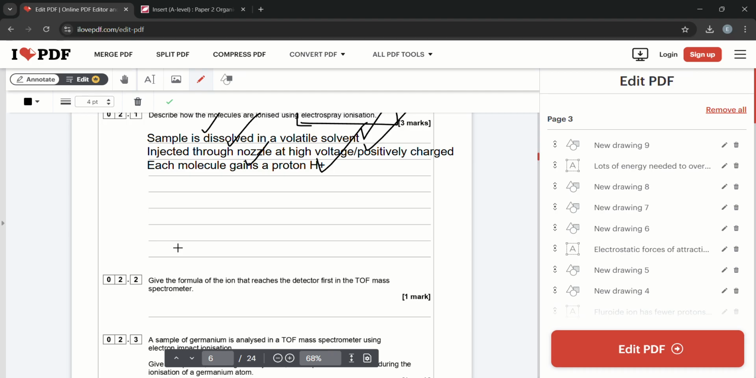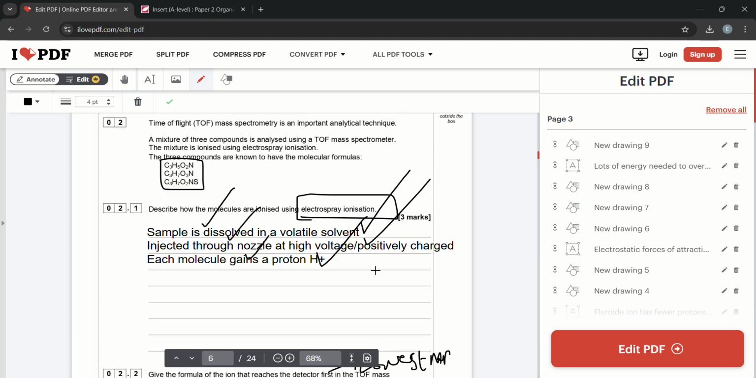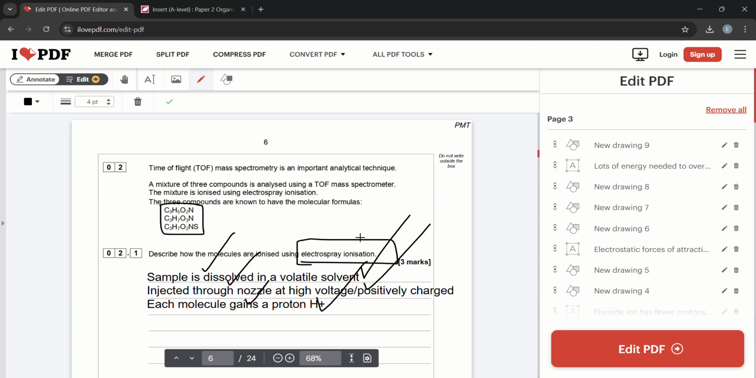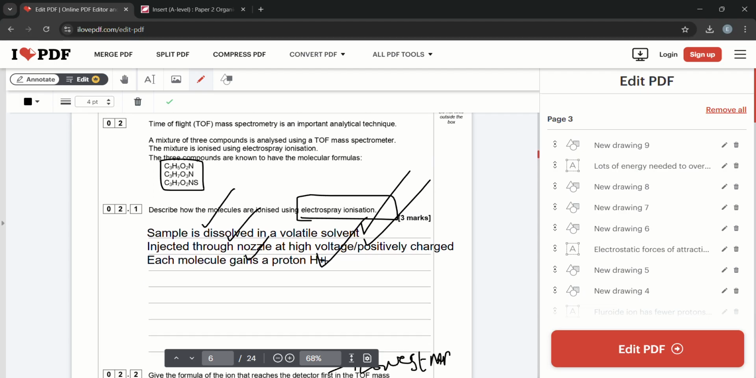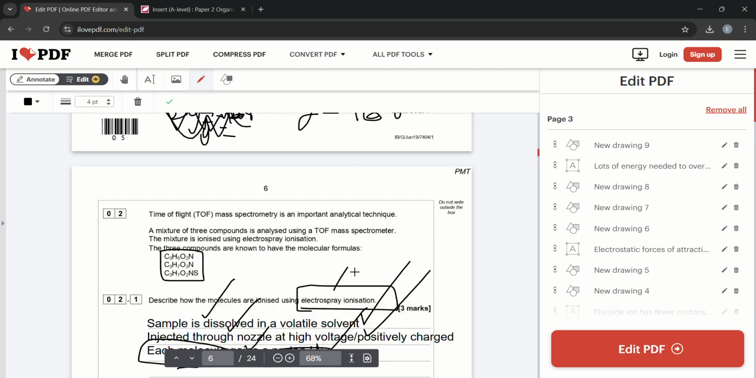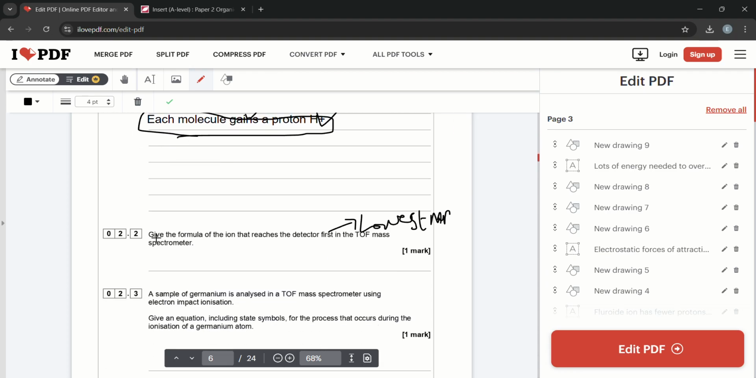And 2.2: give the formula of the ion that reaches the detector first in the time-of-flight mass spectrometer. So it's going to be the one with the lowest Mr, because that's going to be the fastest. If we look here, the one with the lowest Mr is clearly going to be the first one, C3H5O2N. However, because we're ionizing it using electrospray ionization, we know each molecule gains a proton, H+. Remember, electrospray ionization.